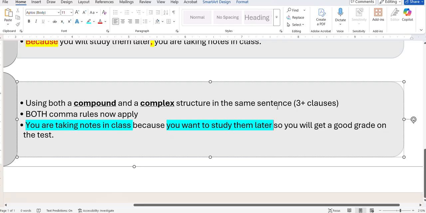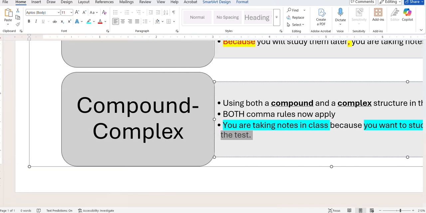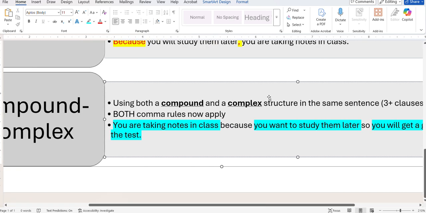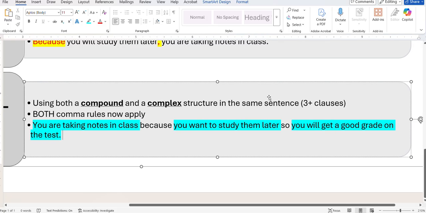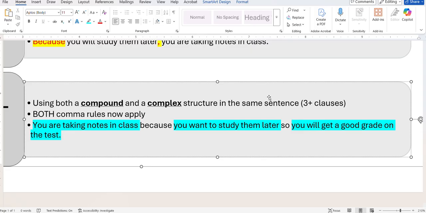All right. And then you will get a good grade on the test. Independent clause. So you have, and now it's on a delay, three complete sentences in there. To be better safe than sorry, you could say, you are taking notes in class, period. You want to study them later, period. You will get a good grade on the test, period. That is grammatically correct.